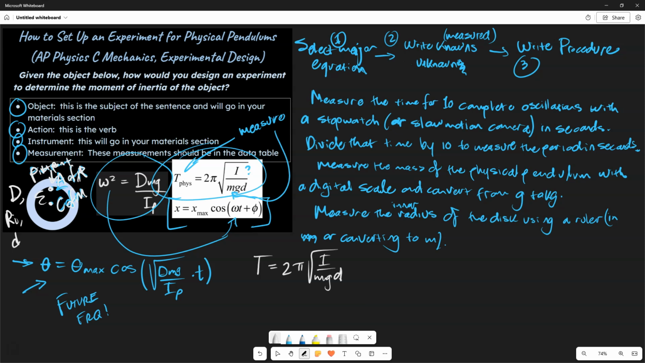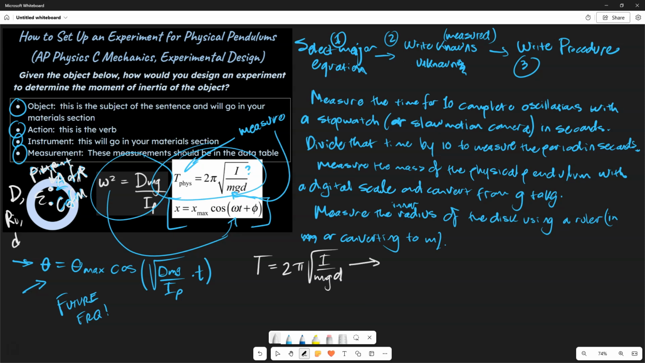Again, get into the practice of using whatever variable the College Board uses for the problem. And if I'm not given anything else in the problem, then I'm going to use the variable that I see in the equation here. And if we want to isolate for I, remember I here is going to be our unknown.